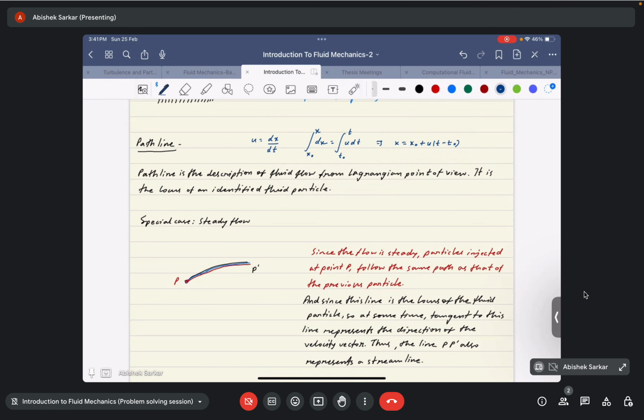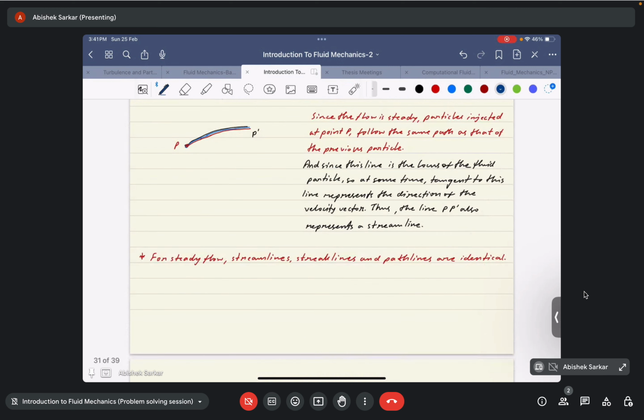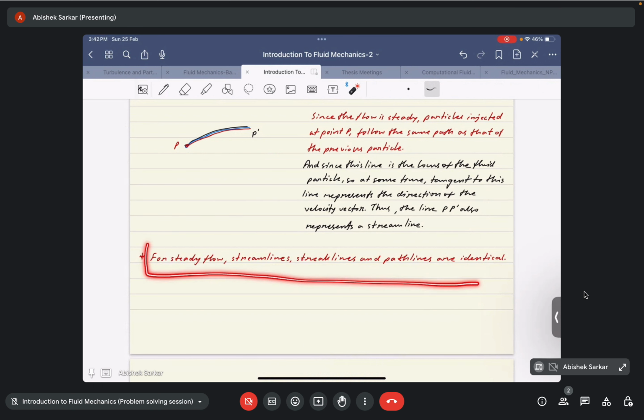Now let's understand a very important concept, a very important statement. It may come as a one-line, 1 mark question in many competitive exams such as GATE, ESE. So the definition is that for a steady flow, streamlines, streak lines, and path lines are identical. It's a very simple one-line definition, whose explanation is given here, which I'm not going to repeat. I will leave it as an exercise for you to understand how they are similar.